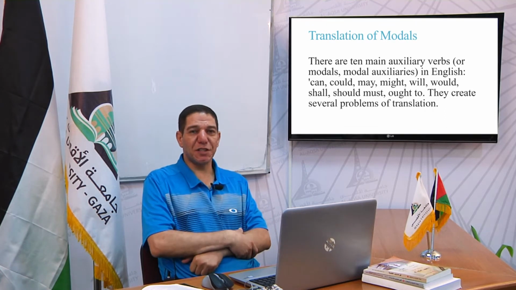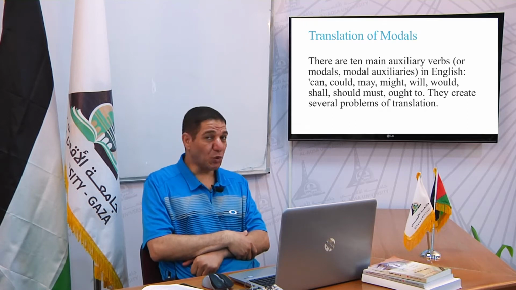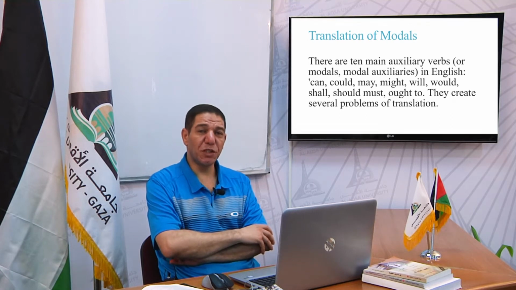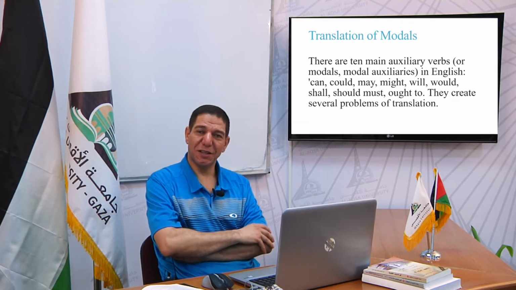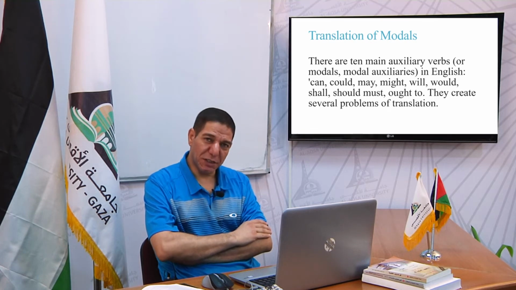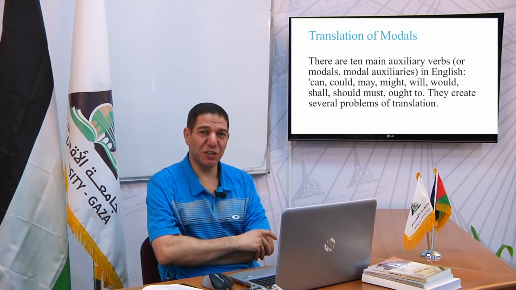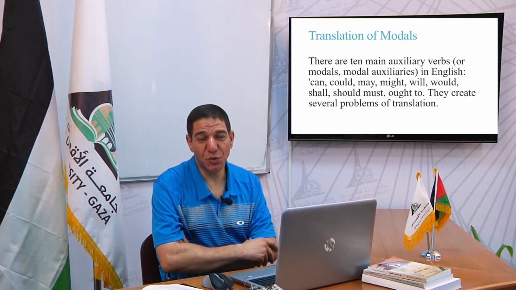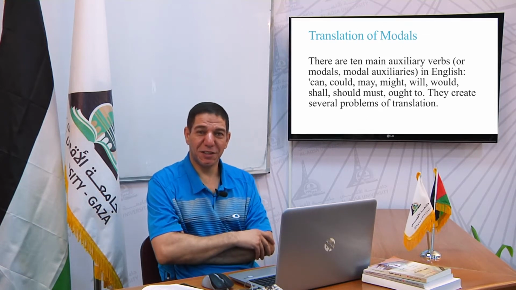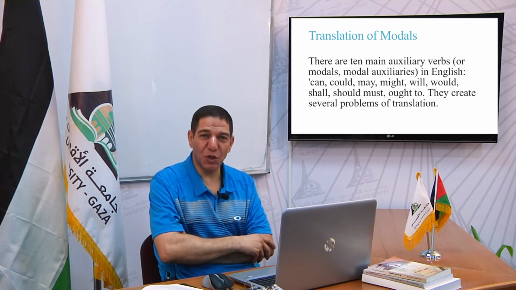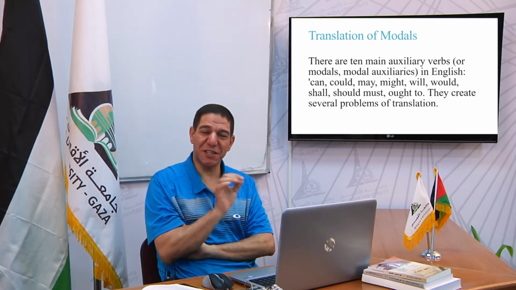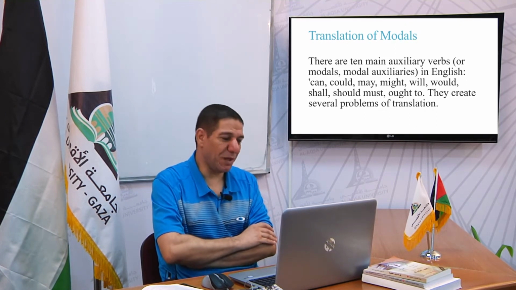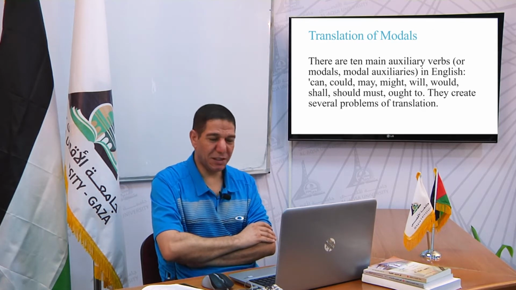Can can be translated into يستطيع or يمكنه or يمكنها. He can go home now. يمكنه أن يذهب إلى البيت الآن. Look at how one word in English, can, is translated into two words in Arabic: أن يذهب. Or add the pronoun الهو in يمكنه, you have three segments, three elements. يمكنه أن يذهب, أن يفعل, أن يدرس.